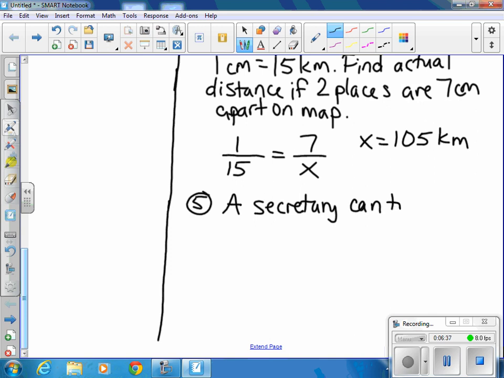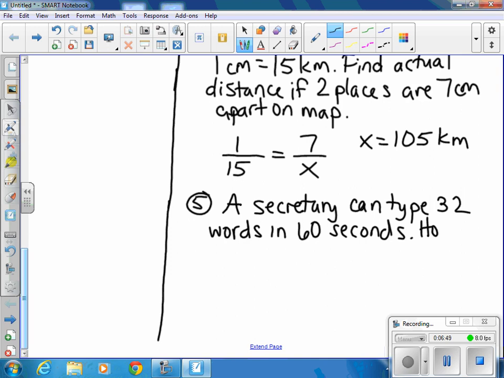can type 32 words in 60 seconds, how many words can she type in 150 seconds?